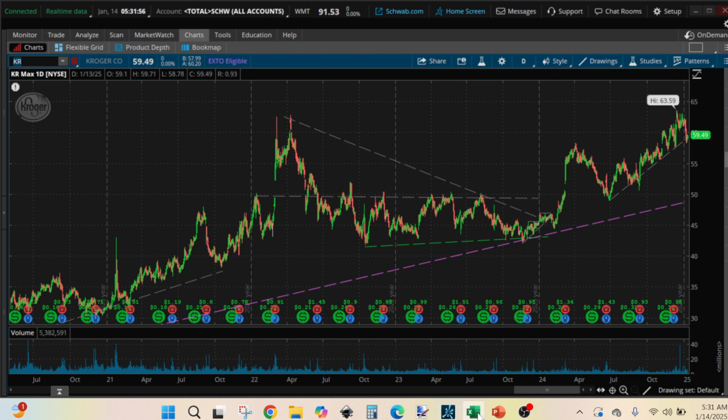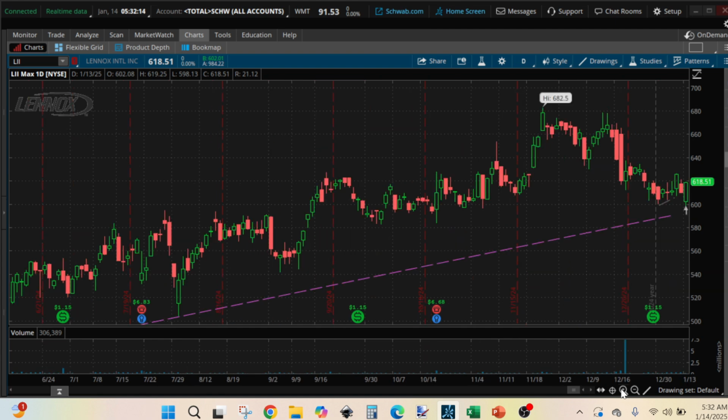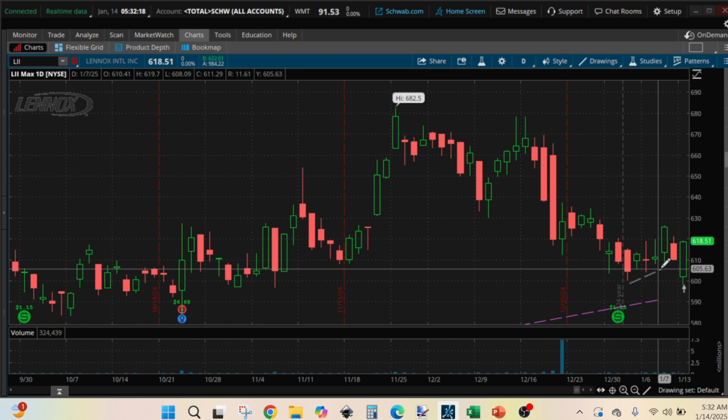The next one is LII, and LII we purchased it yesterday at this trend line, at that green bar. We have this low higher than this one, higher than this one, giving us an uptrend. Even though this price bar is lower, we bought it.